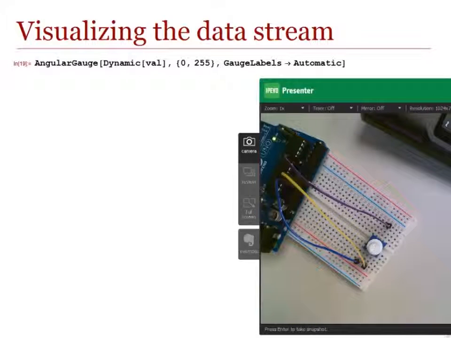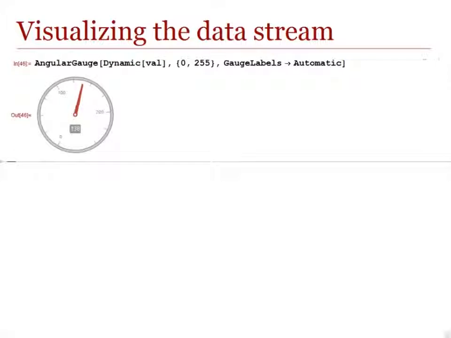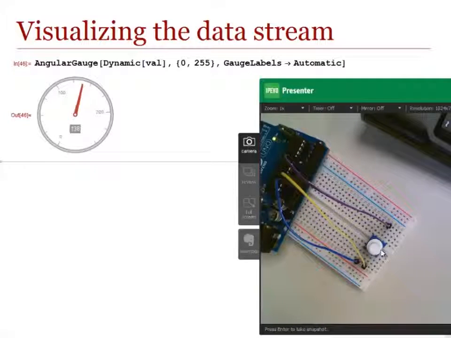Now with this scheduled task running, I can evaluate this angular gauge expression, which is going to dynamically update every time val changes. So here's the potentiometer setup on the right, and on the left is the corresponding angular gauge. When I turn the potentiometer with my hand over here, the angular gauge will change value at the same time.